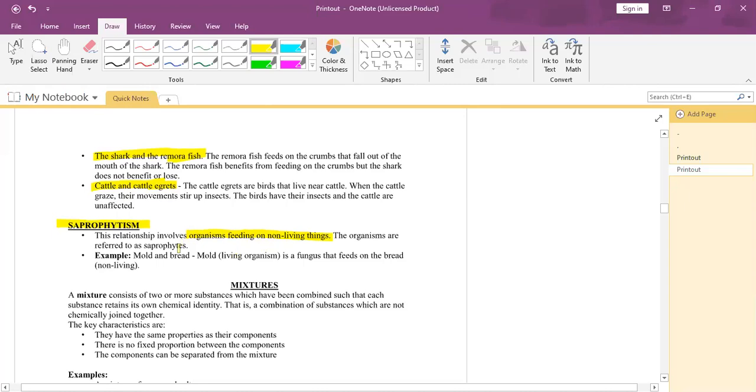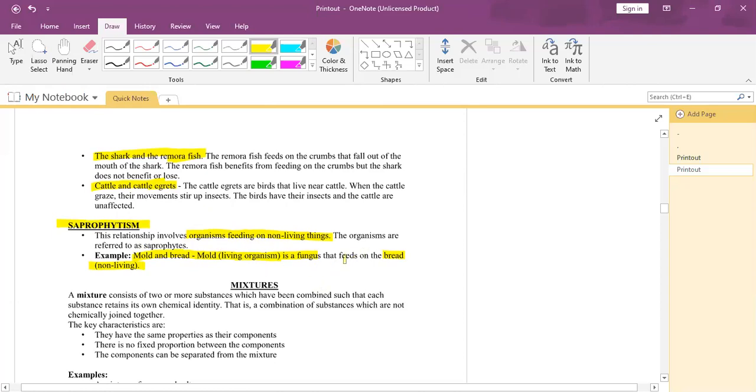Example with mold and bread. Think about mold and bread. Mold is a living organism. It's a fungus. Mold is a fungus that feeds on bread. So the bread is the non-living thing. So the mold is a saprophyte, but it feeds on non-living things.